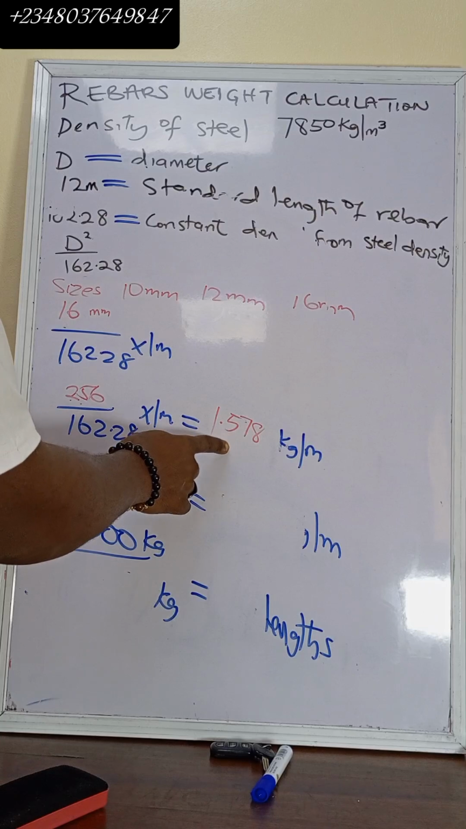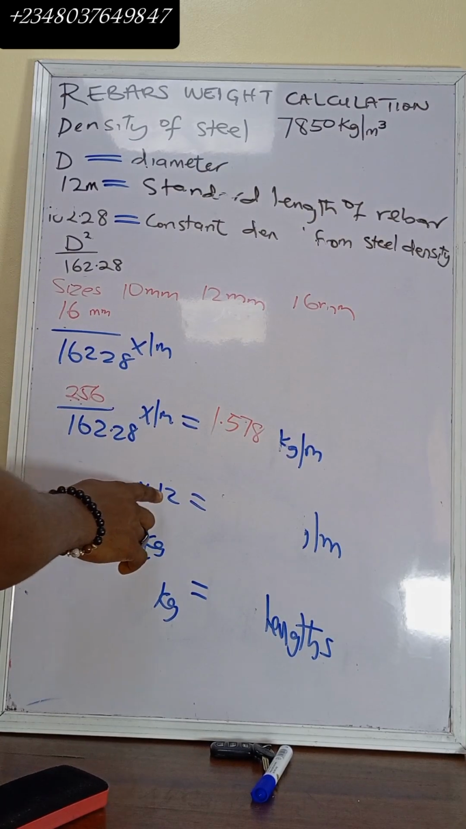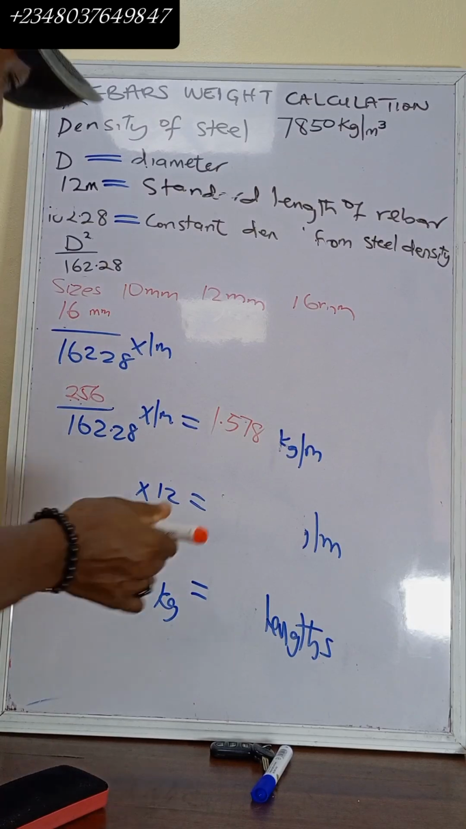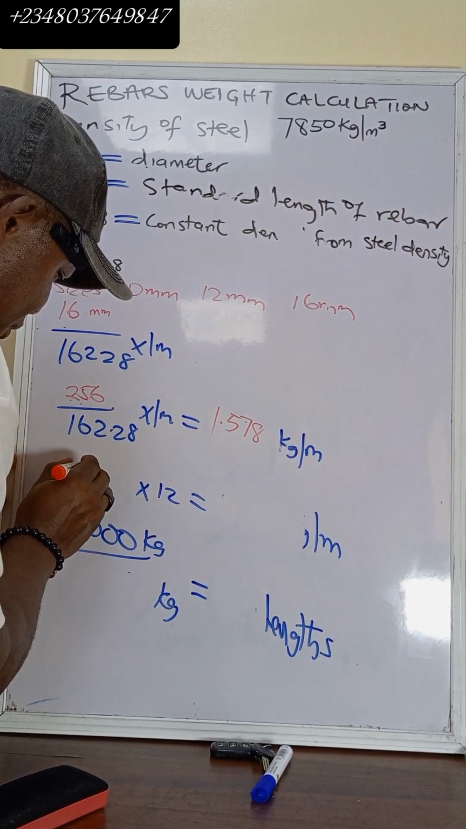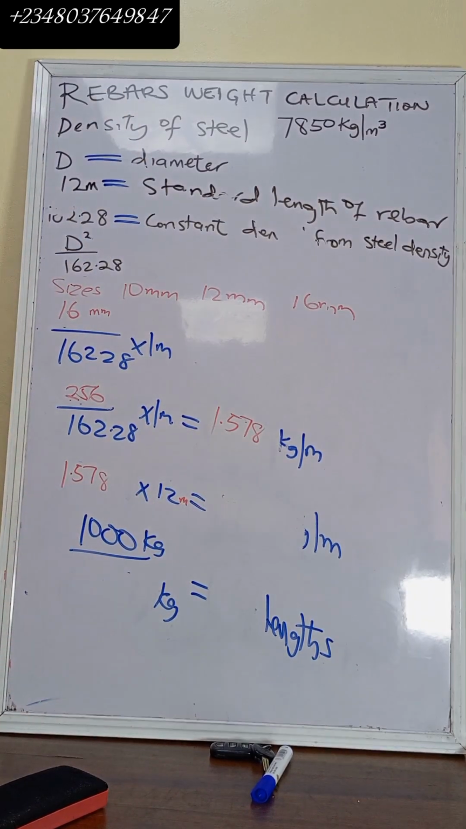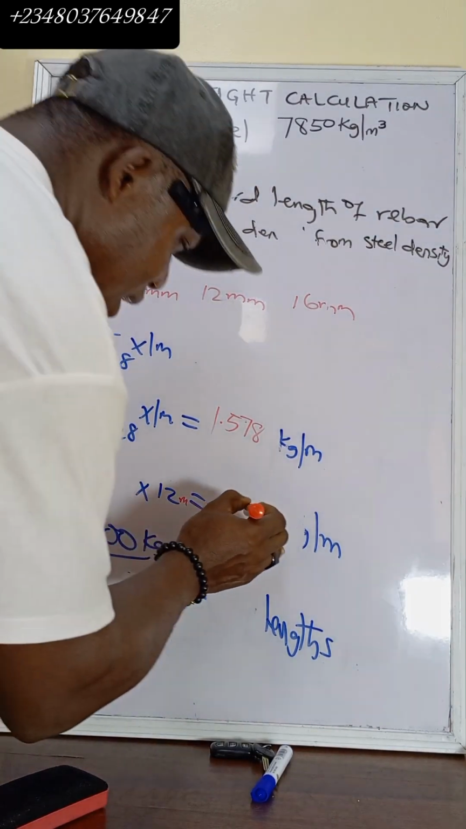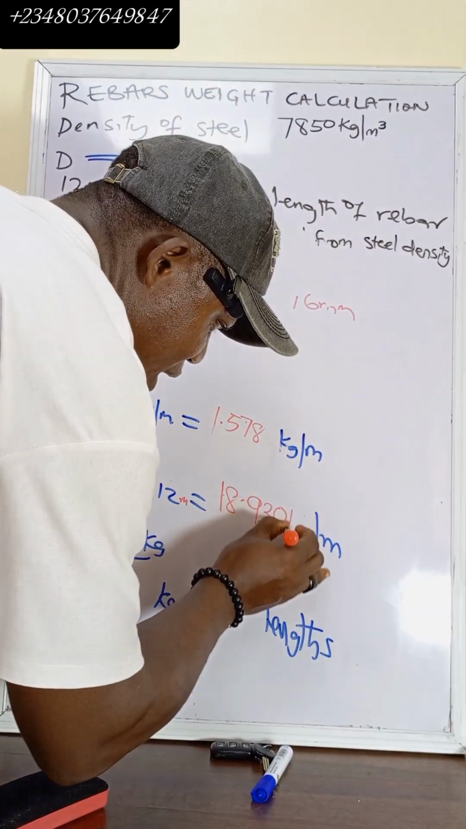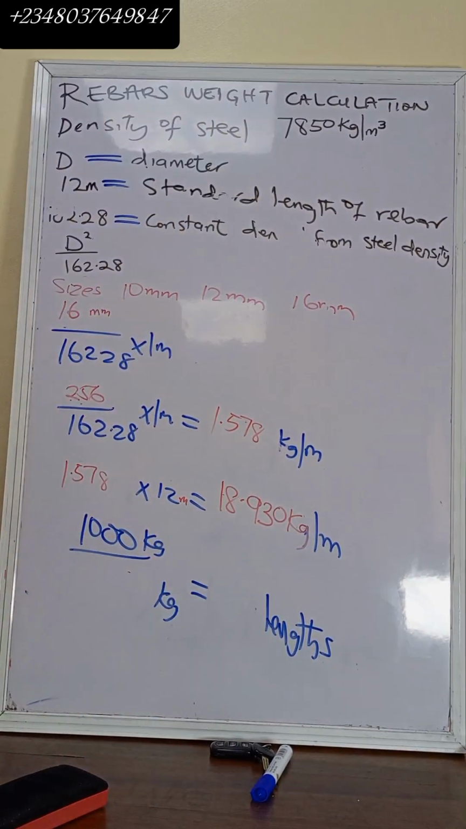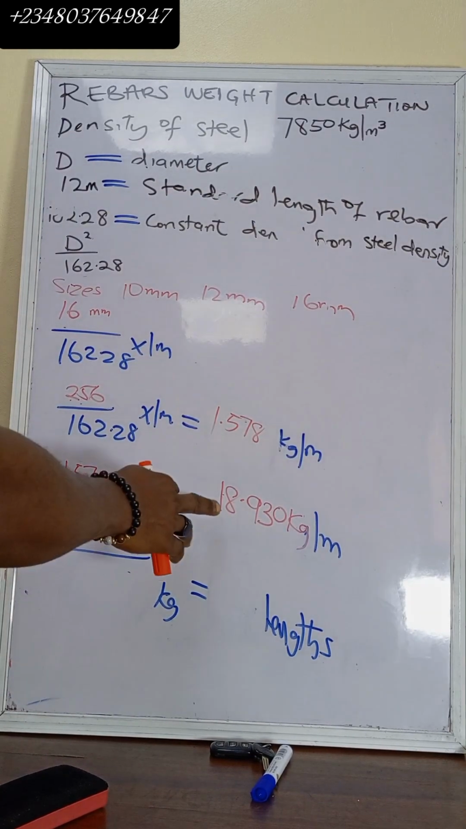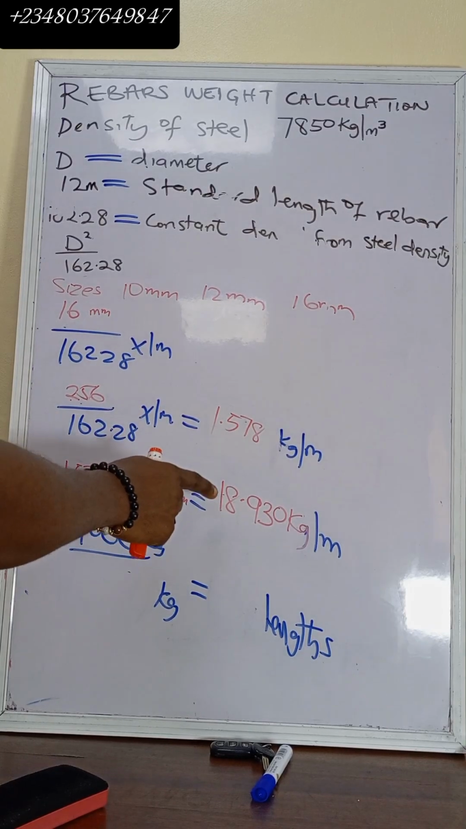Now we are going to multiply this 1 meter by the standard length of the reinforcement. The standard length is 12 meters. So 1.578 multiplied by 12 meters will give us 18.930 kg. This is the weight of one standard length of 16 mm.